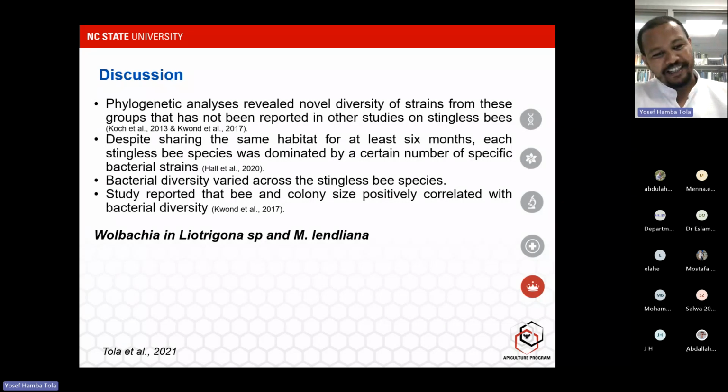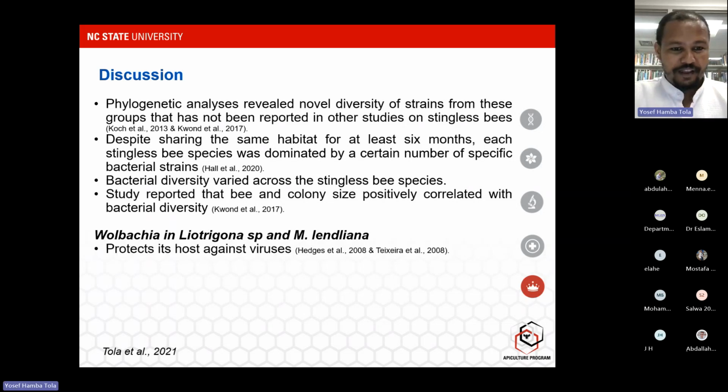The most interesting thing in this study is that we found the endosymbiont Wolbachia in two species, with 100% prevalence in the Liotrigona species and the Lisotrigona. Maybe there is something about why this Wolbachia is associated with these species. We know that Wolbachia is important in protecting the host against viruses. We know that many different types of viruses have been characterized from African bees, which Wolbachia may be helping with, which we don't know. It needs further study also.